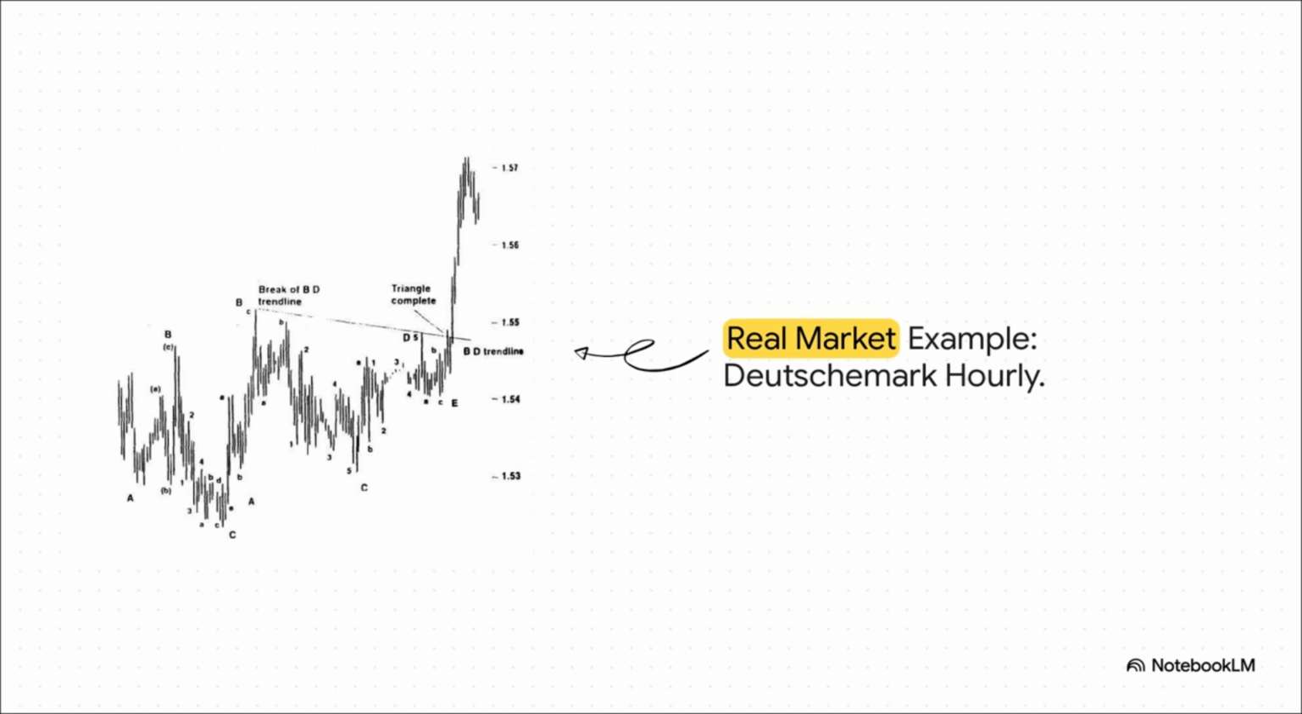Now, what's really interesting about this is how perfectly it plays out in the real world. On this hourly chart for the Deutschmark, you can clearly trace that A, B, C, D, E consolidation phase right smack in the middle.